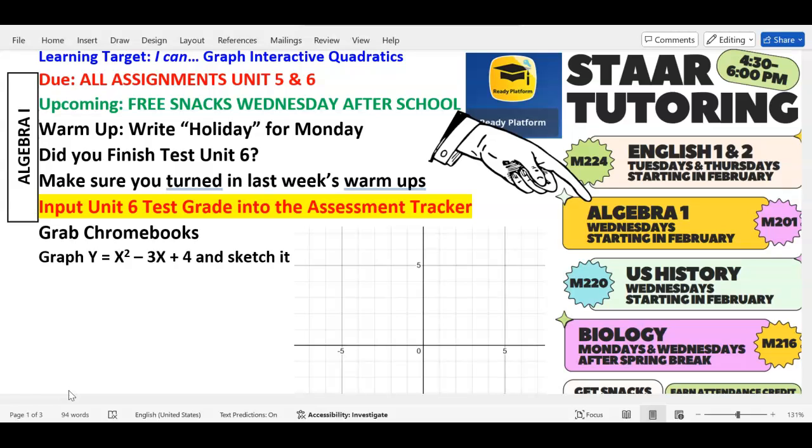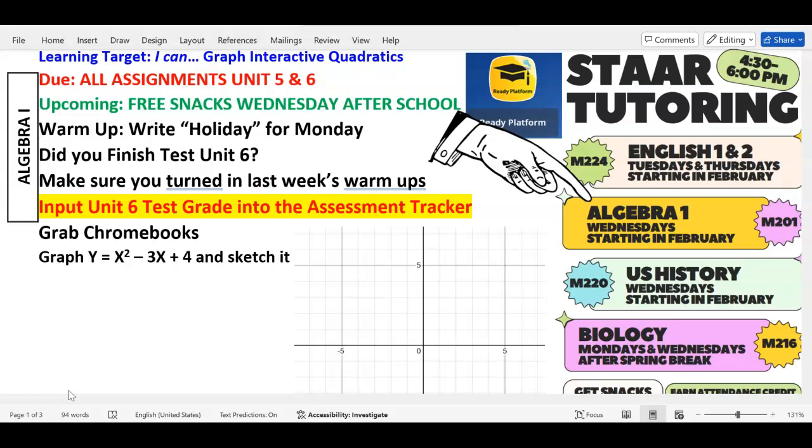Today we're going to start Unit 7. We finished Unit 6, right? Unit 7 starts today, Quadratics. All assignments to my left here, you want to turn those in. Unit 5 and 6. We only got 2 more weeks to the end of the third 9 weeks. So we got to be passing, right?